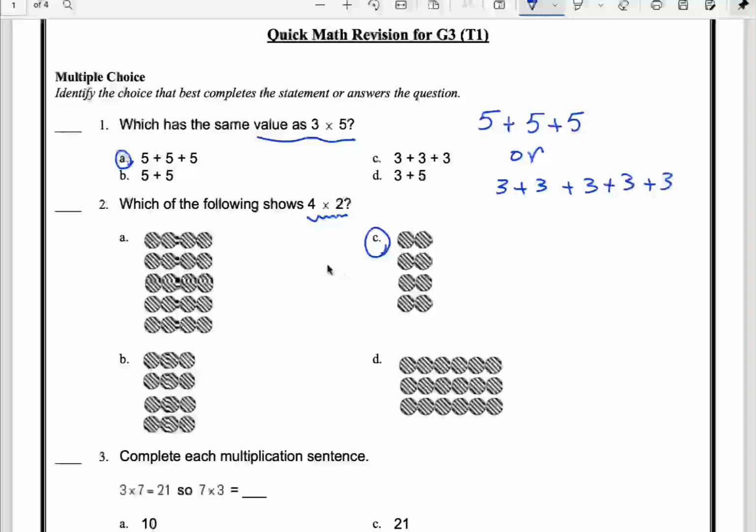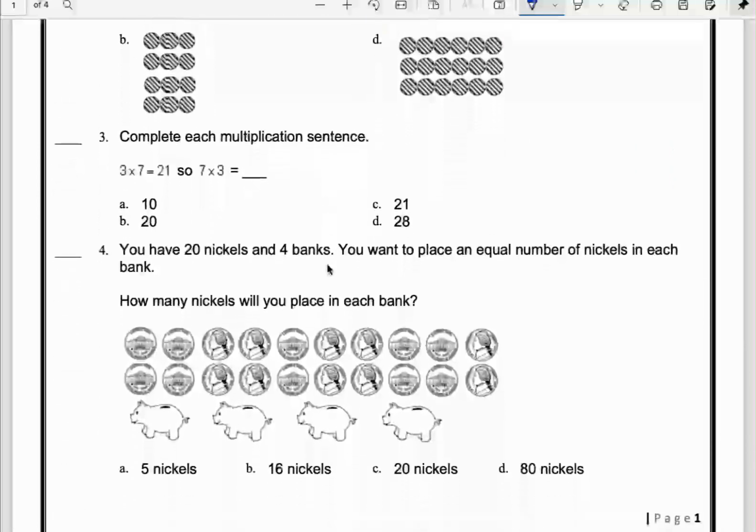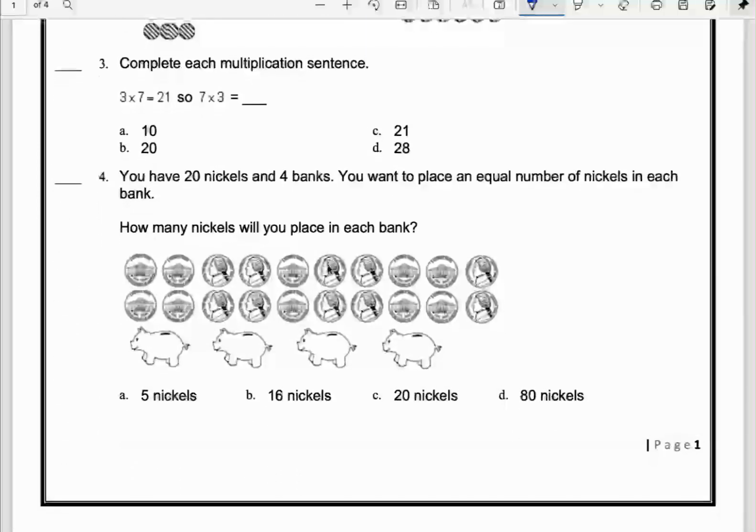If you don't have, you need to check 2 rows of 4. Okay? For the next question, we have here a multiplication sentence. 3 multiplied by 7 equals 21. And we need to find 7 multiplied by 3. So this is commutative property. We get the same product. So the answer should be the same product, the same answer, 21. Okay?